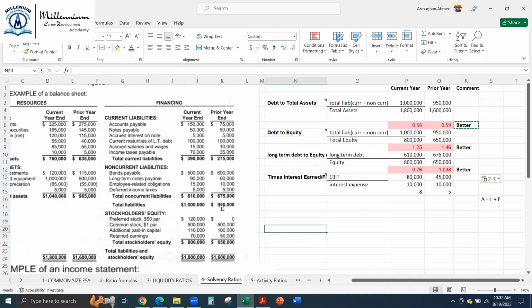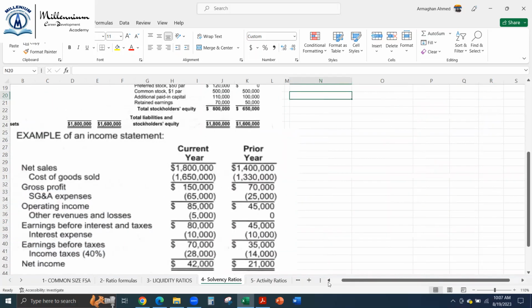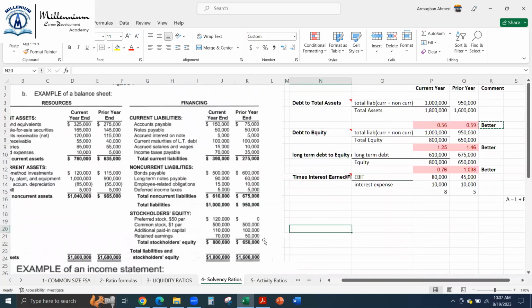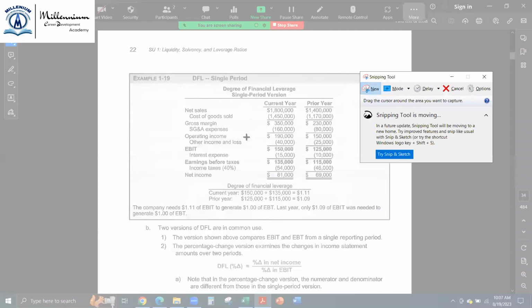Times interest earned ratio, what is the formula? EBIT, meaning earnings before interest and tax, divided by interest expense. So let's come here, this is the income statement we have. The EBIT is 80, because this is the new one I'll bring here, right? A little change in that.